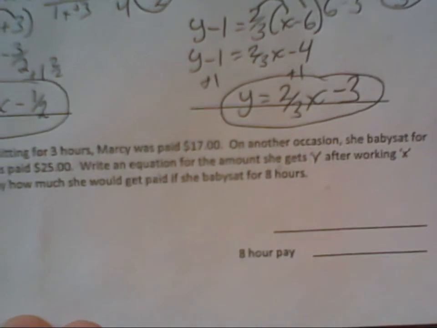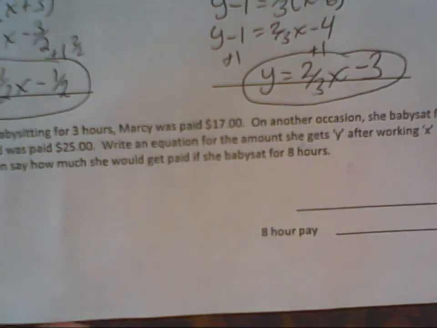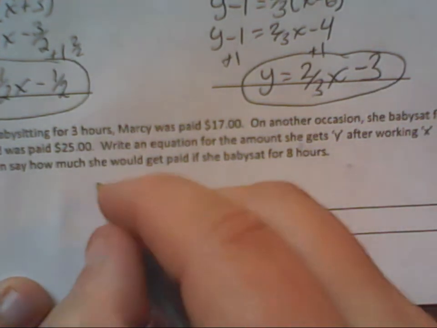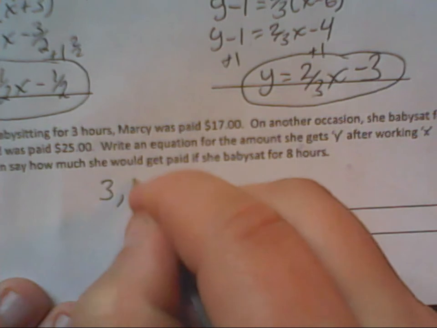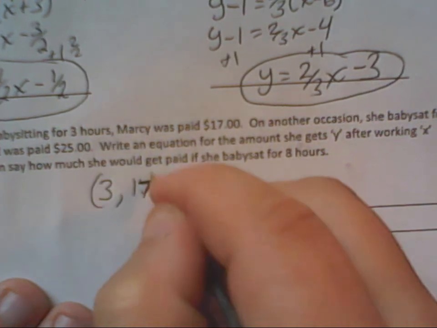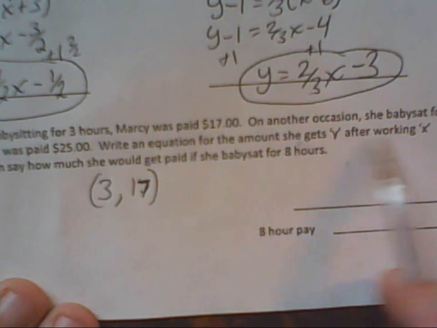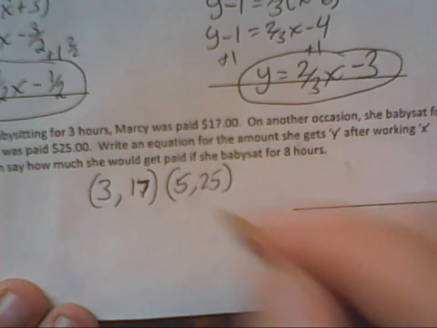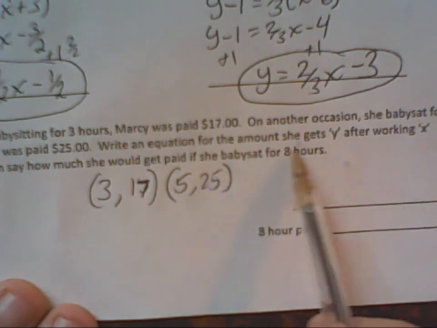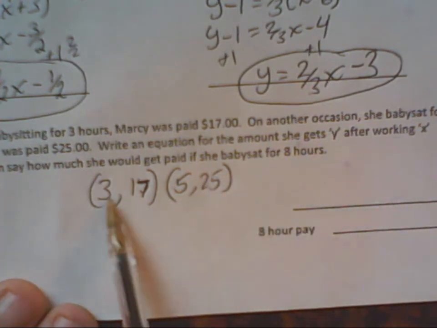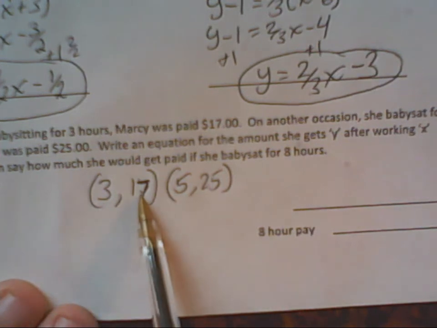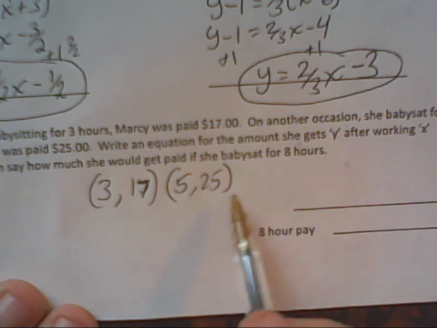And then the last problem is number 12. It says, after babysitting for 3 hours, Marcy was paid $17. She was babysitting for 3 hours, she got paid $17. That's 1 point. On another occasion, she babysat for 5 hours, and she was paid $25. Write an equation for the amount she gets, y, after working x hours. So here's x hours, and y is the number of dollars that she gets. And then we want to know how much would she get paid if she worked for 8 hours.